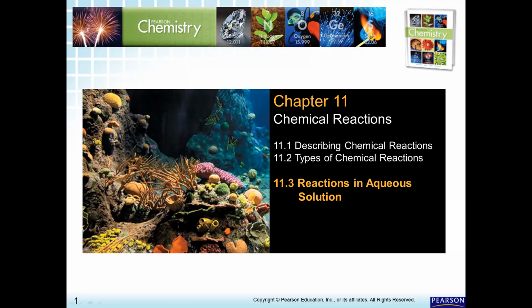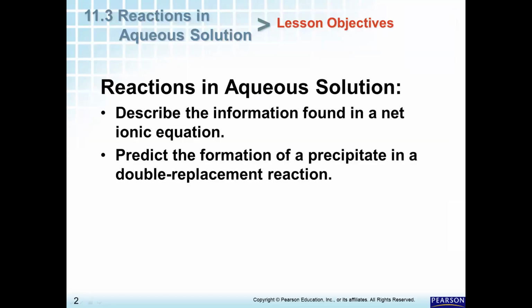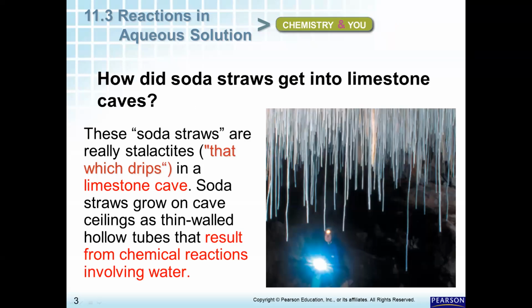Okay, this is a special type of reaction, which is the reaction in aqueous solution, and there is a reason for that. What we are going to discuss here, first of all, we're going to describe the information found in something called net ionic equation. So we will learn how to write a net ionic equation for any reaction. And then we will predict the formation of a precipitate. Remember that double replacement thing? We said that sometimes it does, sometimes it doesn't. So how we decide, that's what we're going to look at, the solubility rules, that you can decide whether a precipitate is going to form or not. That's exactly the second objective.